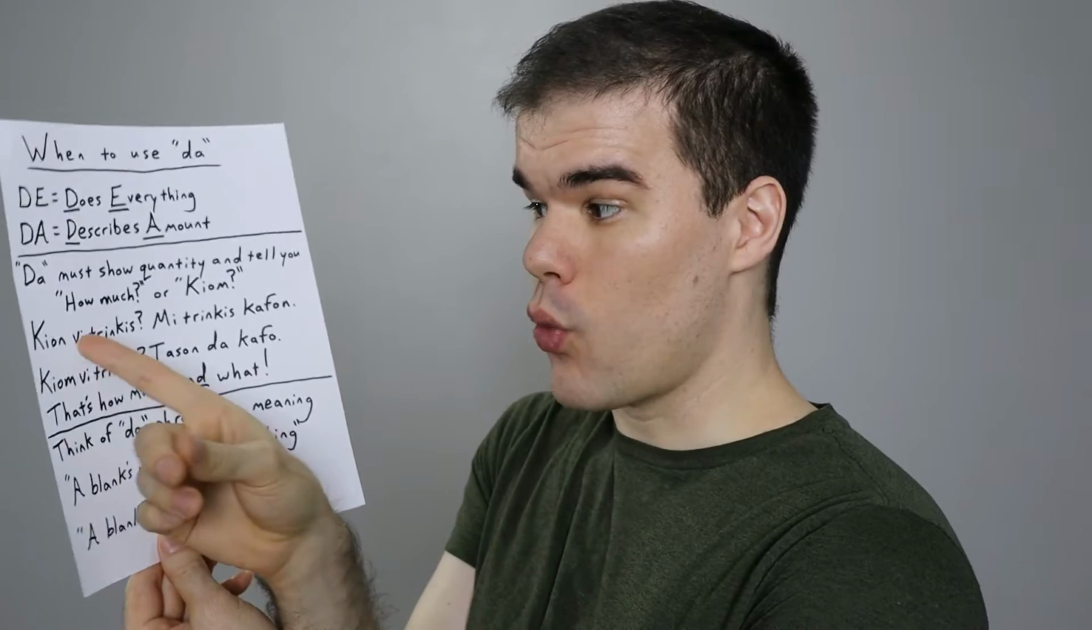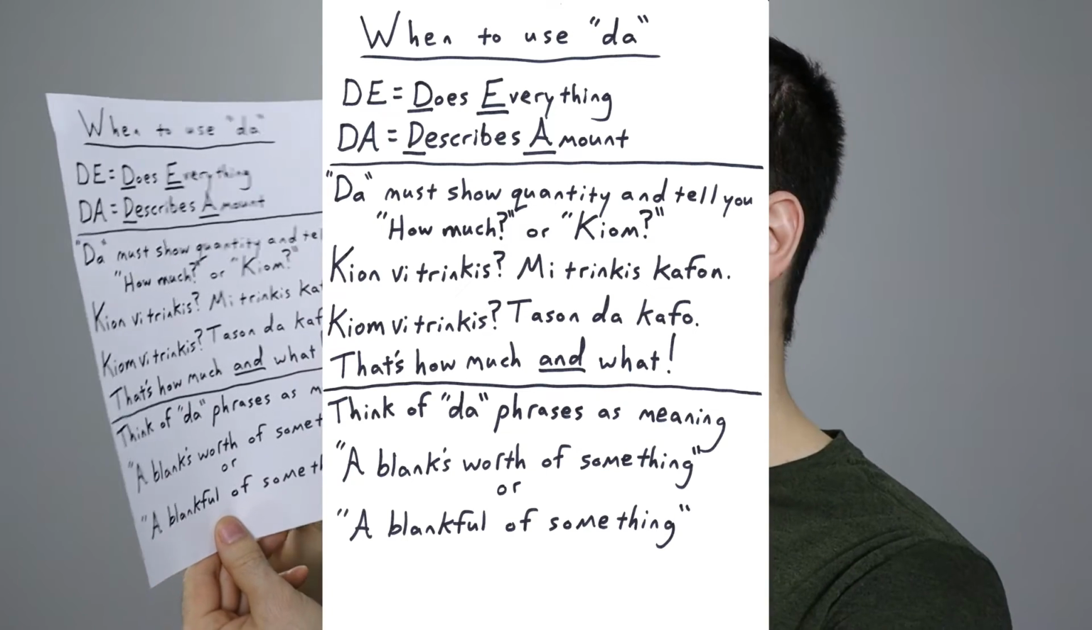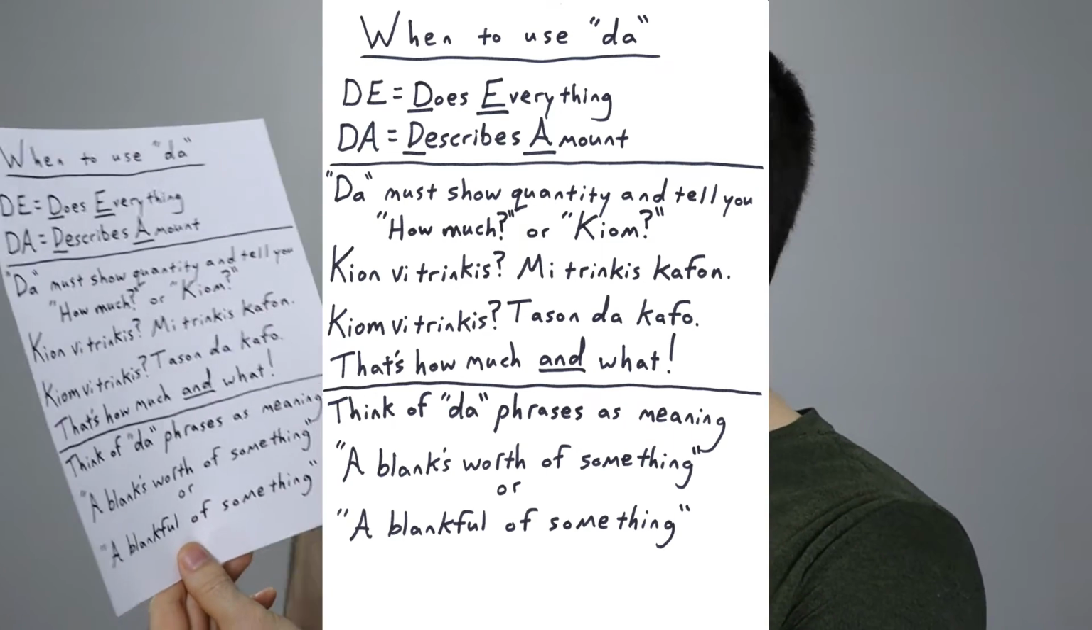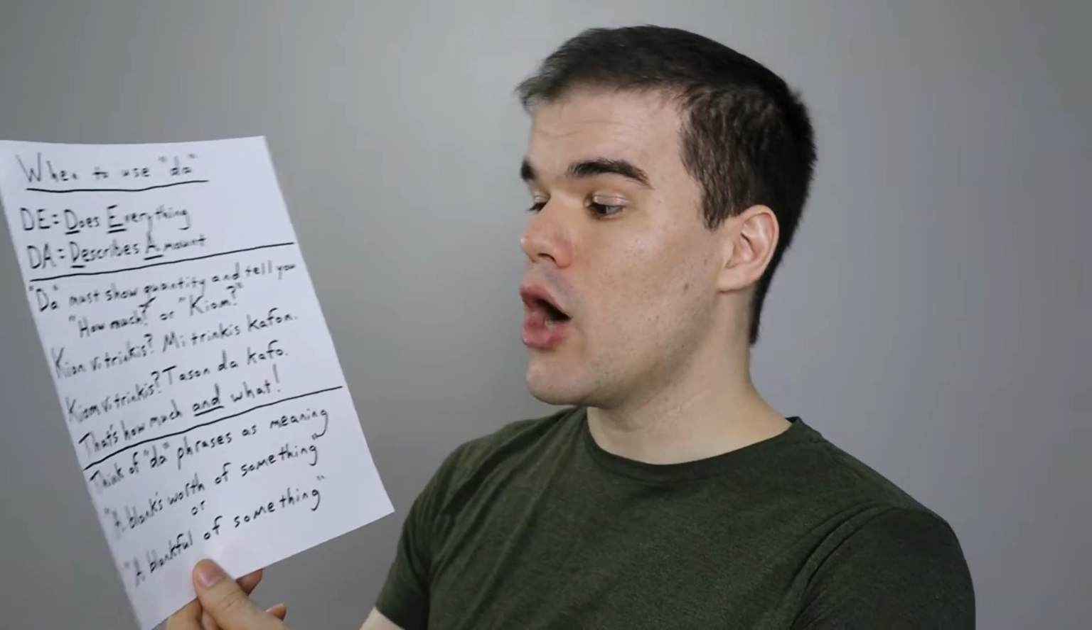How do we express that? Kiom, how much, instead of what, but how much you drank. Kiom vi trinkis? Tason da kafo, or mi trinkis tason da kafo. Okay, so how much did you drink? I drank a cup of coffee. I drank just one cup. Don't worry, I don't want to be up all night with all that caffeine, so I didn't drink 2 cups. I just drank 1 cup.